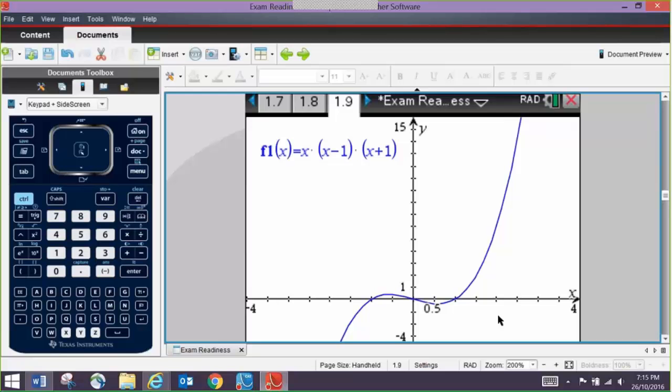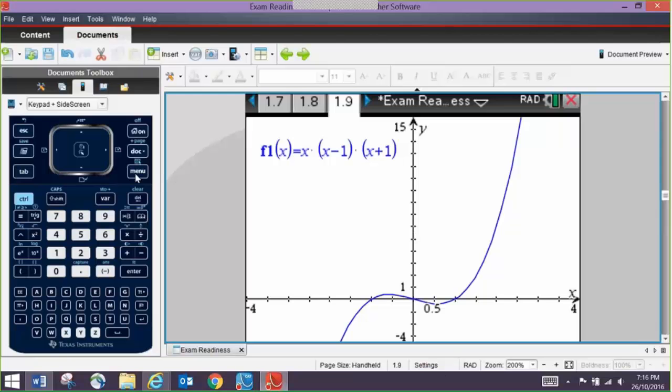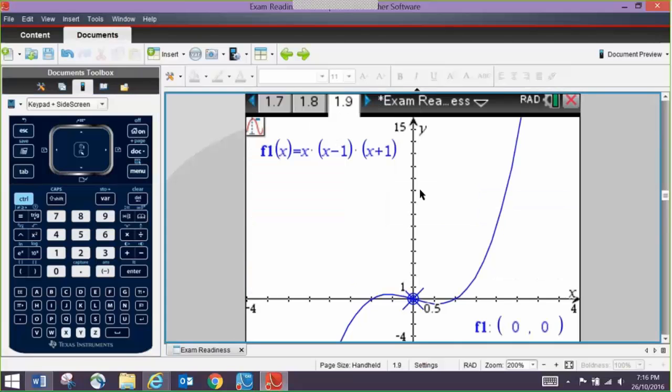So what I'm going to do is get a few things that would be useful to show for my exam, writing down an answer so that I can get all the method marks. One of the things that would obviously be good, if I wanted that equation of the tangent at x equals 2, would be to find the y coordinate. So I can do that with the trace menu and the graph trace.